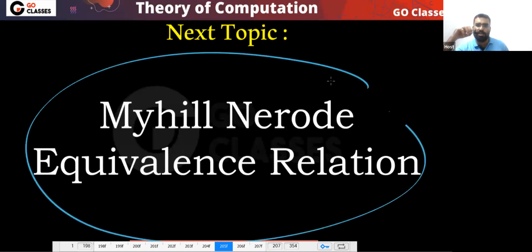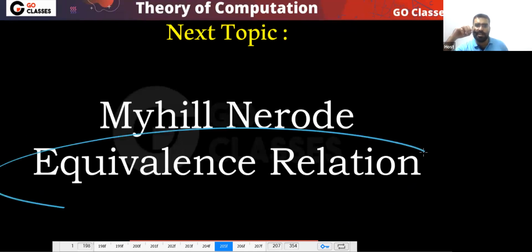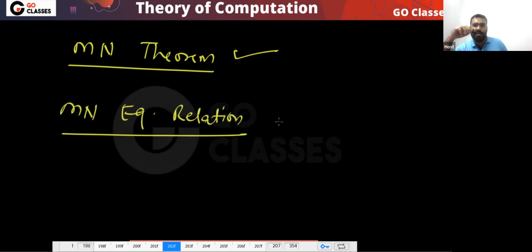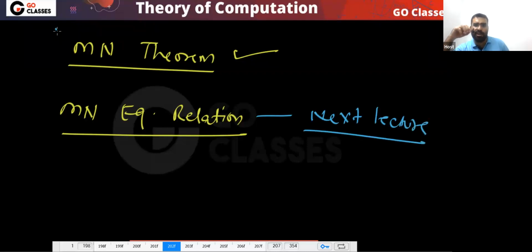A very small thing is remaining, that is the Myhill Nerode equivalence relation. We have seen the Myhill Nerode theorem, correct? Now one topic is there, the Myhill Nerode equivalence relation. This is a very small topic, we will see it in the next lecture. But the Myhill Nerode theorem we have already seen.